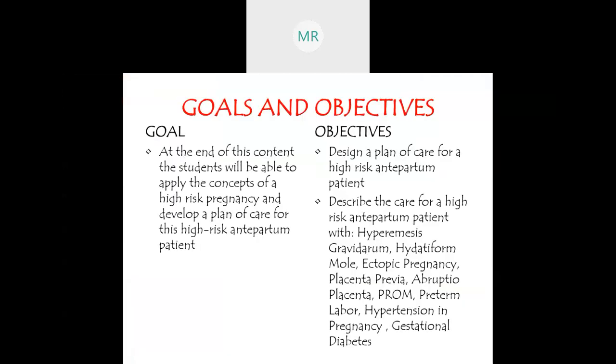Okay, so we've got some goals and objectives, and we are going to describe the care of high-risk antepartum patients with hyperemesis gravidarum, with molar pregnancy, ectopics, placenta previas, abruptios, premature rupture of membranes, preterm labor, hypertension, gestational diabetes. Those are our objectives. You're able to design a plan of care for a high-risk antepartum patient, and our goal is that at the end of this content the students, all of you, will be able to apply the concepts of a high-risk pregnancy and develop a plan of care for a high-risk antepartum patient.